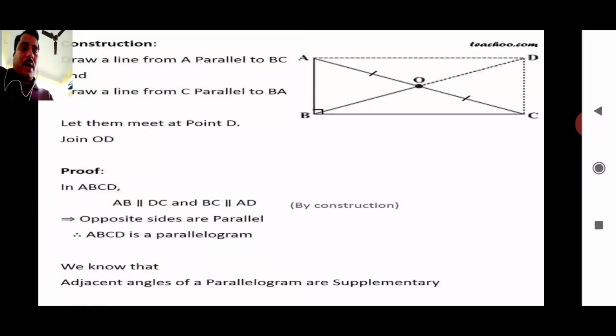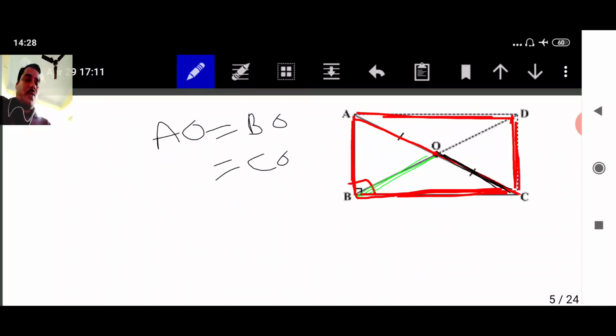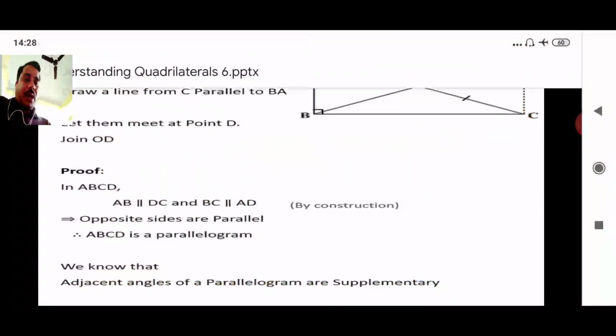Draw a line from A parallel to BC, already drawn, and draw a line from C parallel to BA. Let them join at D, join O to D. This is the complete figure given in the book. Next, in ABCD, AB is parallel to DC by construction, and BC is parallel to AD by construction, which means this side AB is parallel to this side and this side BC is parallel to this side AD. So both pairs of opposite sides are parallel, so it is a parallelogram.